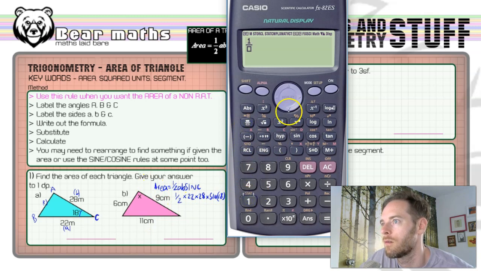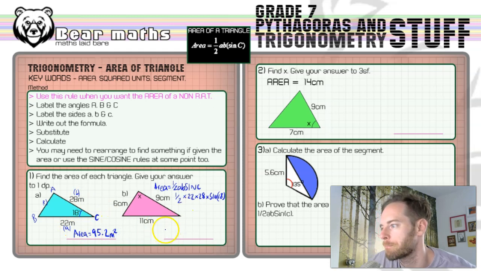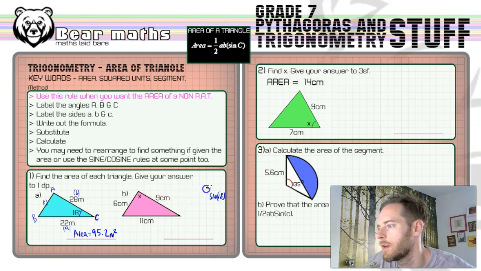So half multiplied by 22, multiplied by 28, multiplied by sine of 18. Easy stuff, 95.17, so to one decimal place, 95.2. The area equals 95.2, and that was meters, so this area will be in meters squared. There you go. So that was for the first question. I'm going to get rid of that working because it's in the way of the space I need for the next question.